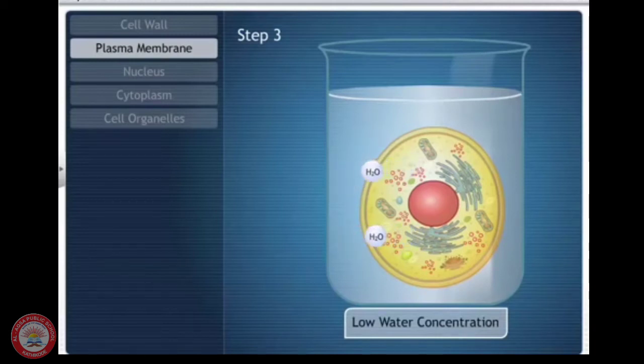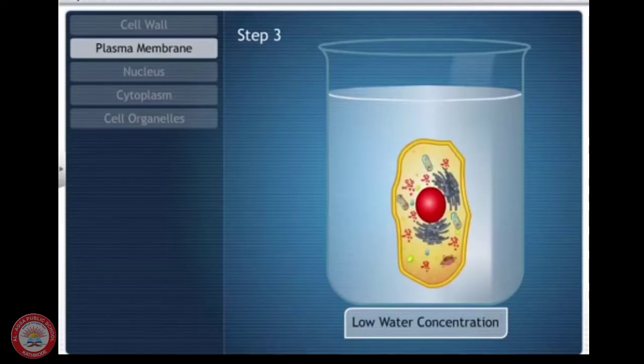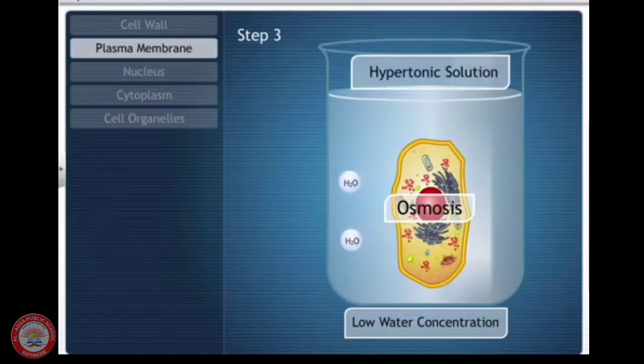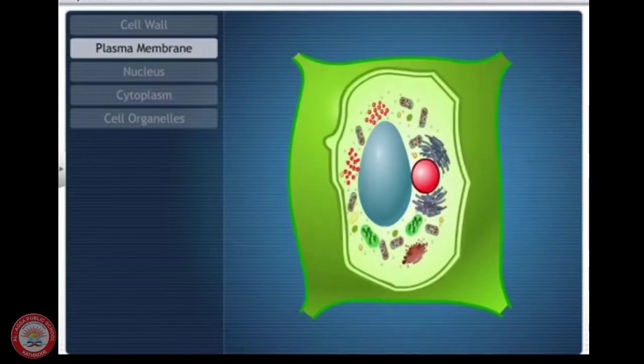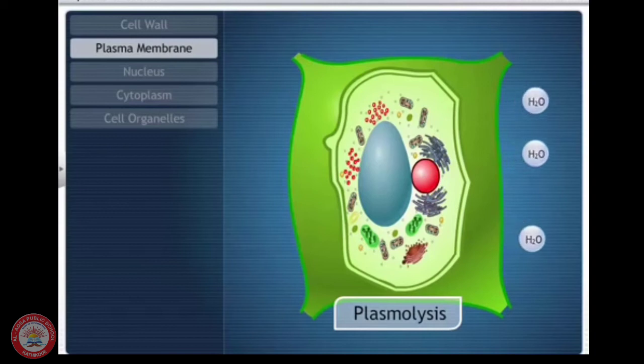Now in case 3, when the medium is having lower water concentration than the cell, the cell will lose water by osmosis. Such a solution is known as hypertonic solution. When a plant cell loses water through osmosis, there is a shrinkage or contraction of the contents of the cell away from the cell wall. This phenomenon is known as plasmolysis.